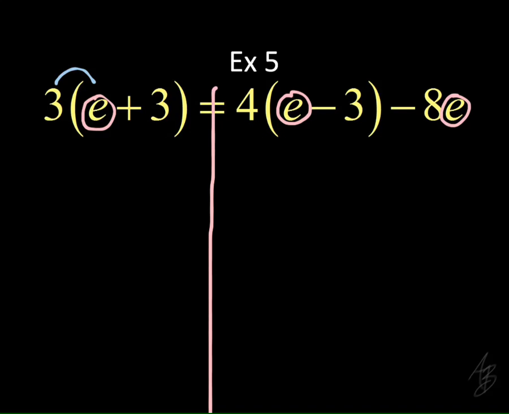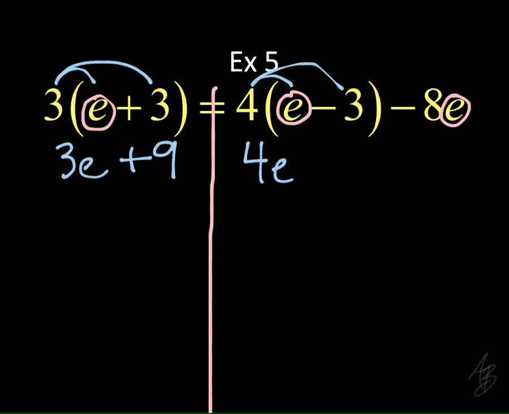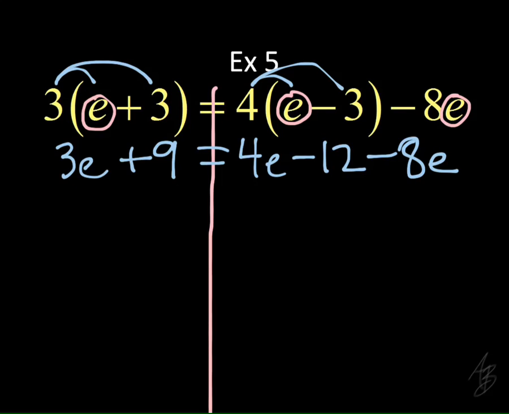3 times E is 3E. 3 times positive 3 is positive 9. Okay, over on the other side, 4 times E is 4E. And 4 times negative 3 is negative 12. Anything that we didn't distribute here, we're just going to bring down. So we've got an equal sign on the line and our minus 8E here. Okay, what next?